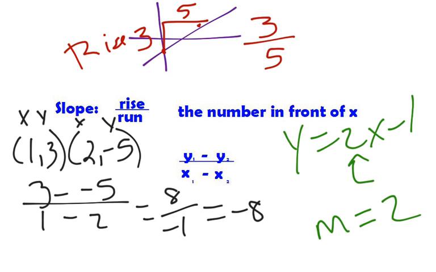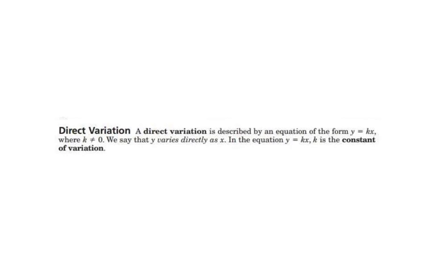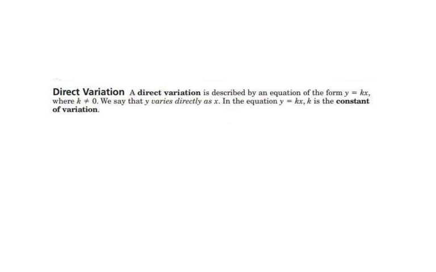We took a short quiz on slope, and then we moved forward with direct variation. Direct variation is described by an equation in the form of y equal kx. K is not going to be 0. You've got to have it there. So if you have y equal kx, we say that y varies directly as x. In other words, y is going to do the same thing that x does.